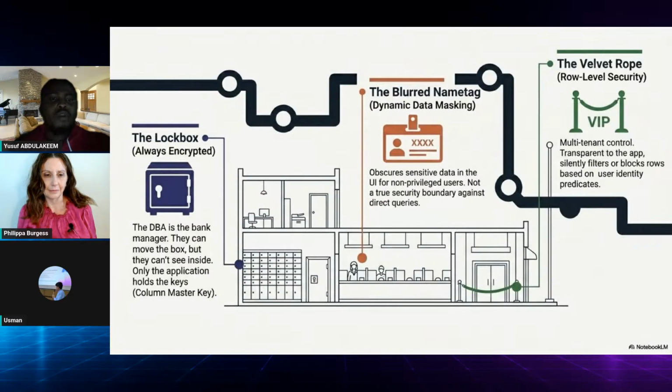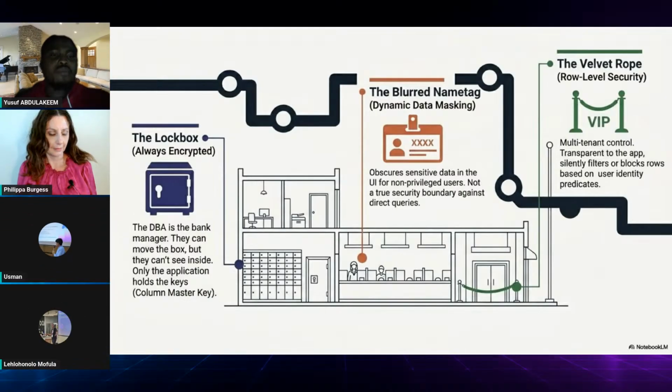So the lockbox, as discussed earlier, that is, your data is always encrypted. You'll be learning how you can encrypt your data, which means that your DBA is the bank manager. So they can move the box, but they can't see what is inside the box. Only the application holds the key, that is the column master key. Then there's the blood name tag, which is the dynamic data masking. That obscures sensitive data in the UI for non-privileged users, not a true security boundary against direct query. Then the velvet rope, which is multi-tenant control, it is transparent to the app, silently filters or blocks rows based on user identity predicates. Next slide.